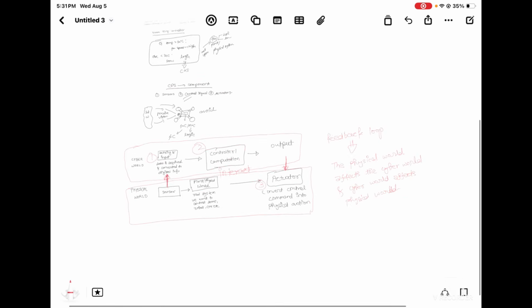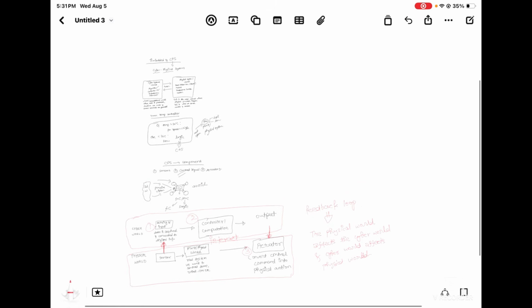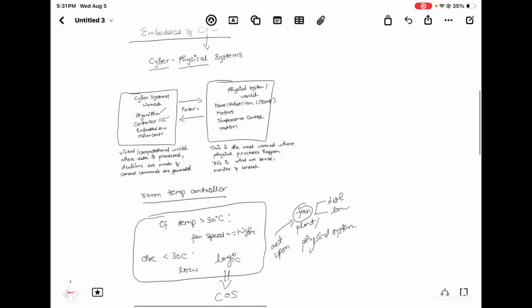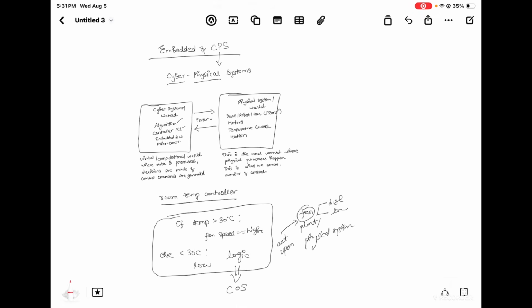So in the next video we will take an example of how a helicopter is a CPS system, and how we design it in Simulink. So thank you.